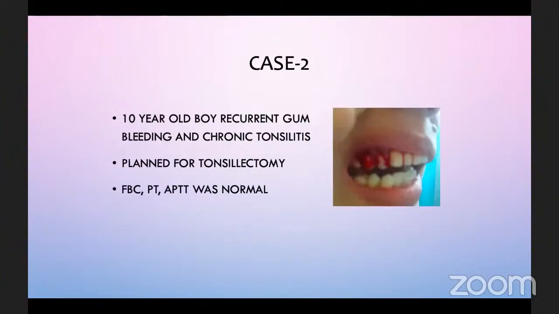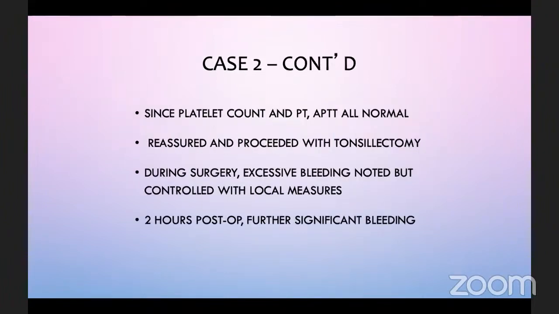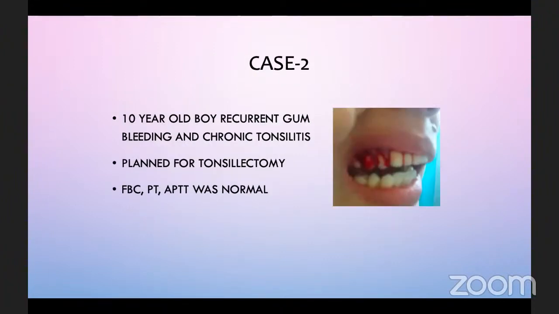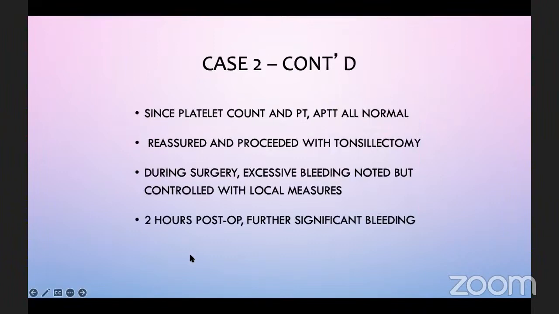All right. Okay. So moving to case number 2, this is a 10-year-old boy giving a recurrent history of gum bleeding and chronic tonsillitis. He was planned for a tonsillectomy because the tonsils were troubling him. He got recurrent tonsillitis and eventually they decided to take it off. As routine practice, the PT, APTT, and the FBC were done, and they were within normal range. Since the platelet count was normal and the coagulation profile so-called was normal, though he gave a significant history stating that he had recurrent gum bleedings, he was reassured and proceeded with tonsillectomy.